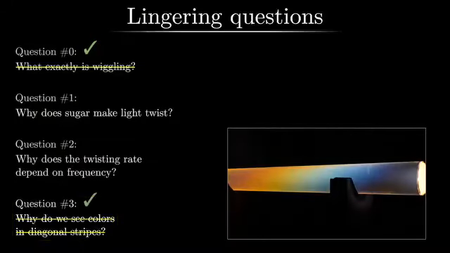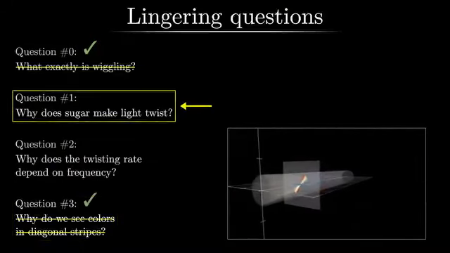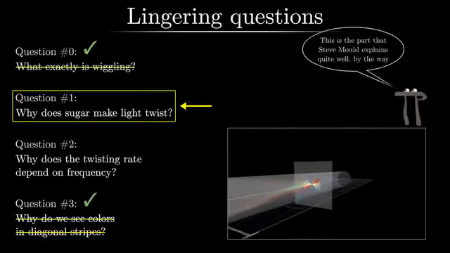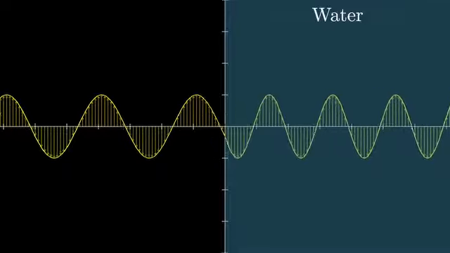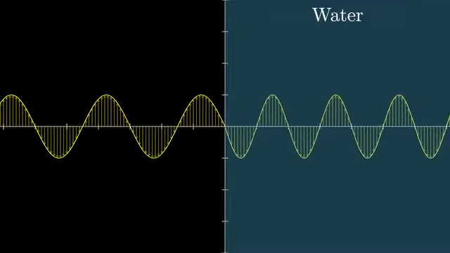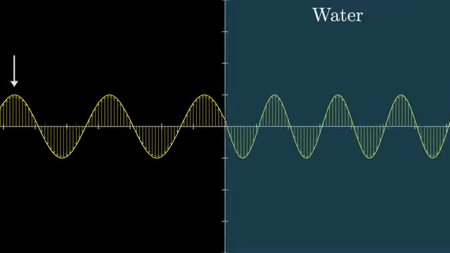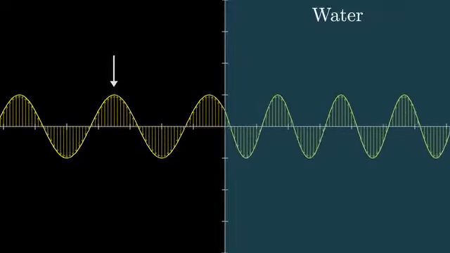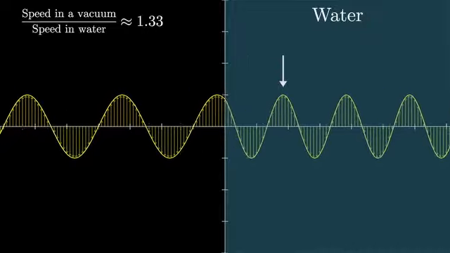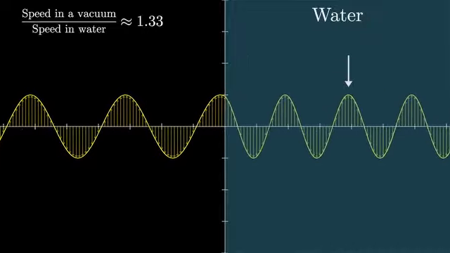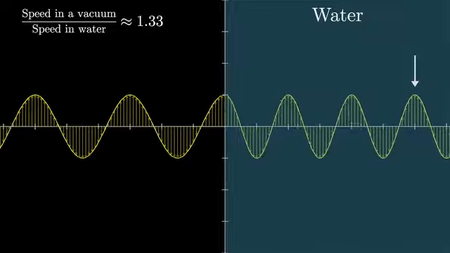And now, at last, let's turn to the heart of the matter and try to explain why interactions with sugar would make light twist like this in the first place. It's related to the idea that light seems to slow down as it passes through a given medium. For example, if you look at the crests of a light wave as it goes into water, the crests through the water are traveling about 1.33 times slower than the crests of that wave would travel in a vacuum.